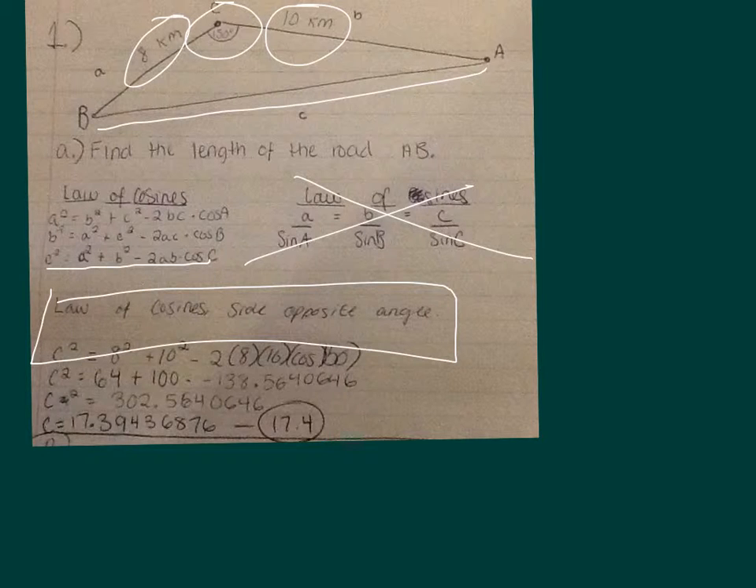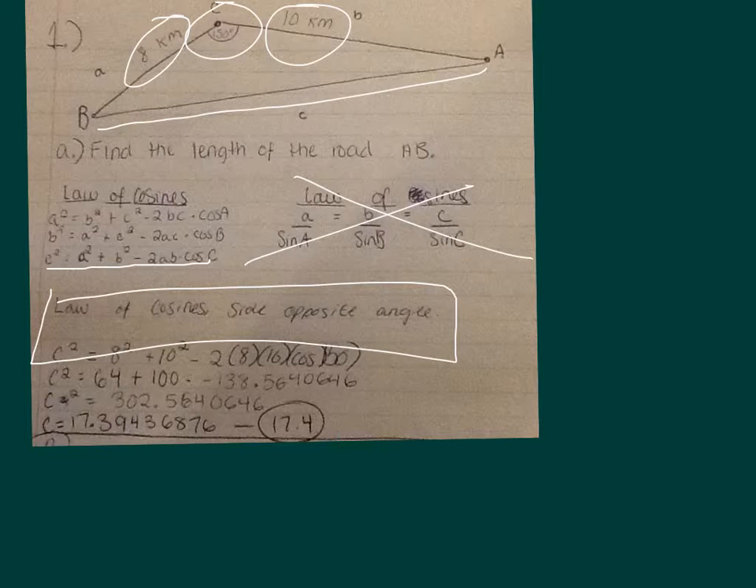So it's going to come out to be c squared equals 8 squared plus 10 squared minus 2 times 8 times 10 cosine 150. To make it easier on myself, I just made it c squared equals 64 plus 100 minus negative 138.5640646. And then I made that into c squared equals 302.5640646. And that came out to be, once I square rooted that, c equals 17.39436876, which I rounded to 17.4.